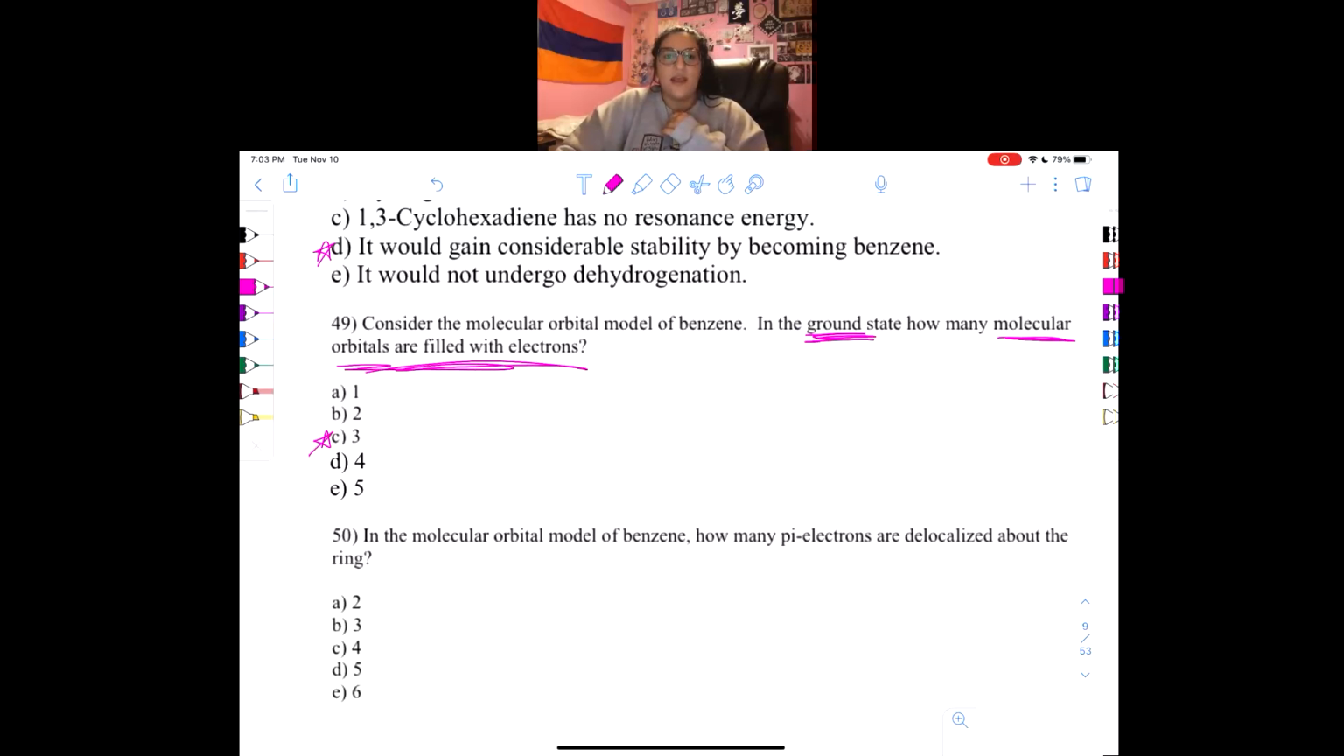Perfect. In the MO theory of benzene, how many pi electrons are delocalized about the ring? All this is saying is how many pi electrons are there in conjugation. And you guys are all correct, all 6 of them. Yes, exactly. So I'll give you a moment to screenshot.